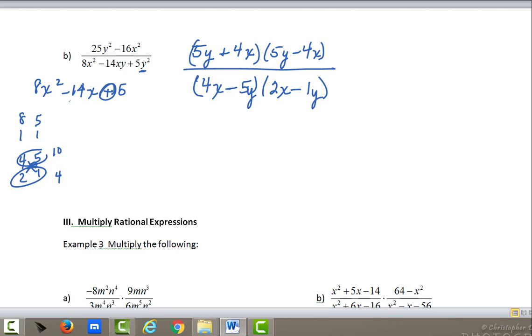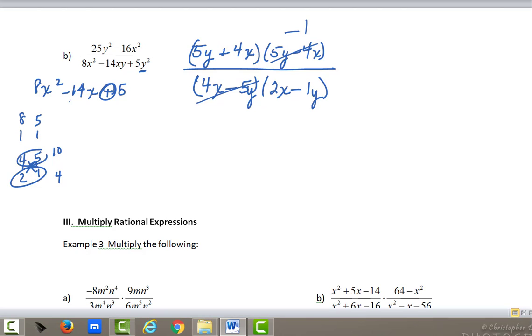Now when you look at this, it's not obvious that there's anything to cancel. Right now there are no factors that look exactly the same. What we do have is the case of two opposites. So 5y minus 4x and 4x minus 5y are opposites of each other. When you cancel opposites, you cancel them both and you really just replace with a negative 1.